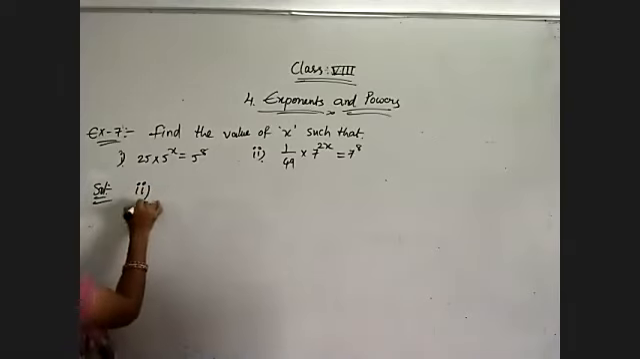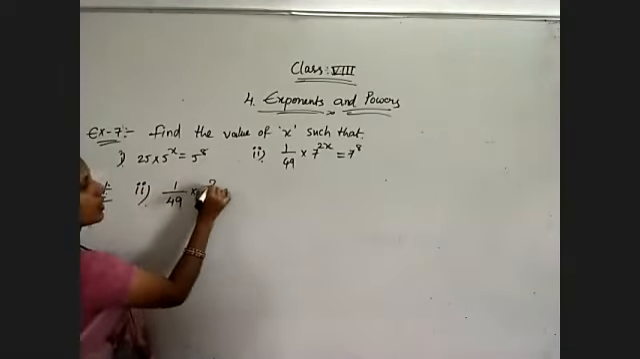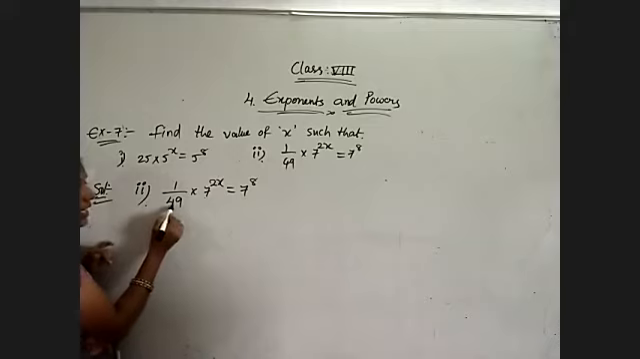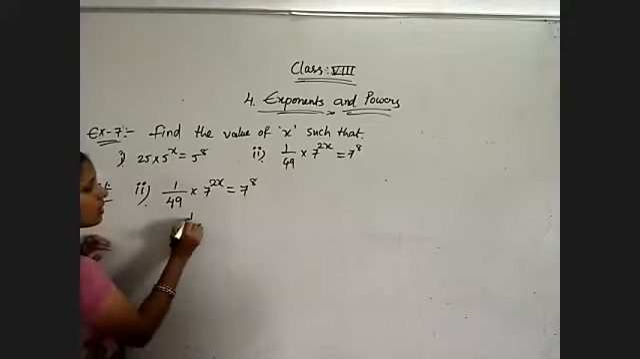Observe the second problem. 1 by 49 into 7 to the power of 2x is equal to 7 to the power of 8. 7 is a prime number, so these two terms are already in the simplified form. But 49 is not in the simplified form, so try to write it with prime numbers. 49 is nothing but 7 square, 7 sevens are 49. That is 1 by 7 square into 7 to the power of 2x is equal to 7 to the power of 8.